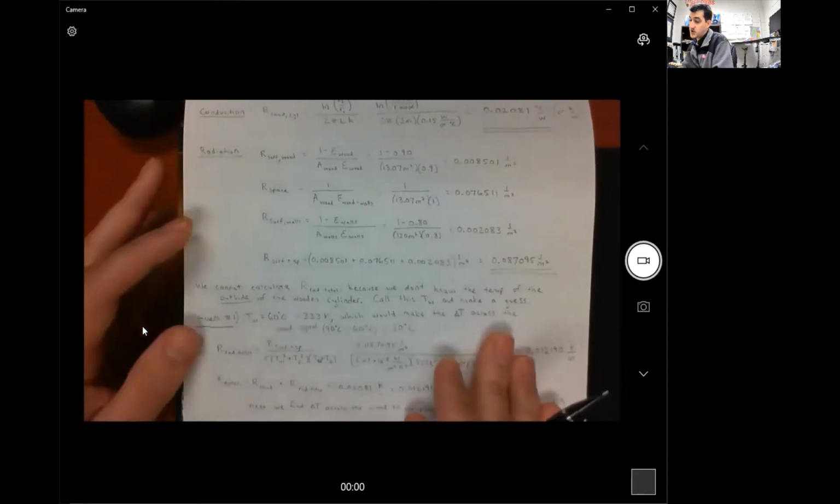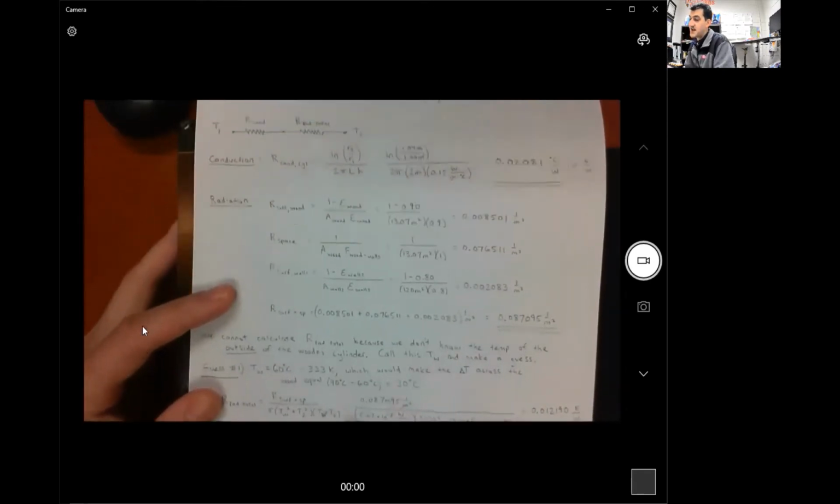Okay, so we're going to proceed. I'm going to plug in values here for T sub W and for T2. T sub W is 333 Kelvin. T sub 2 is the temperature of the room walls, which is 298 Kelvin. So I plug those numbers in and I get an R rad total of 0.012190 Kelvin per watt. All right, so that's R rad total.